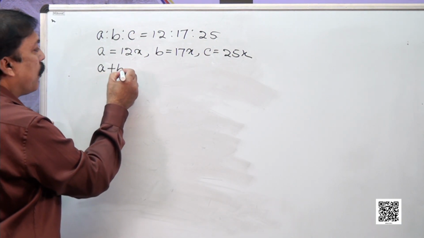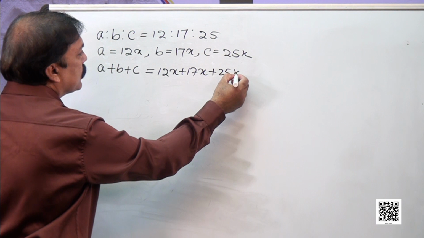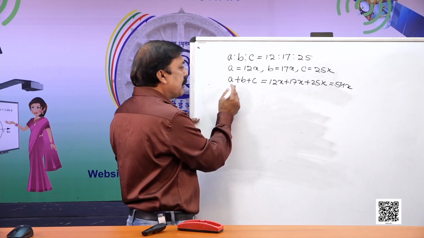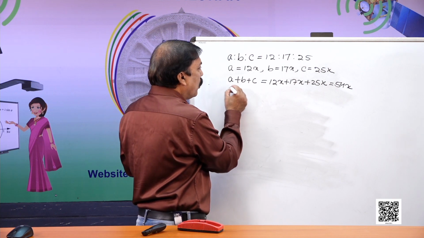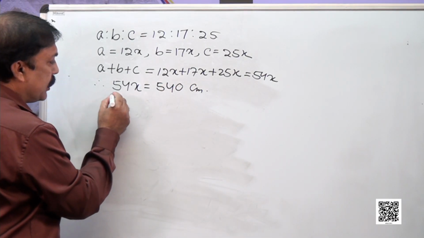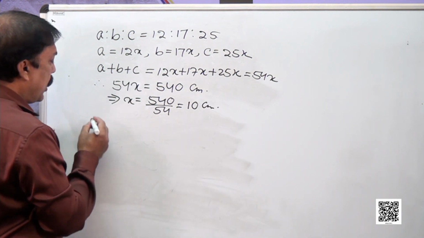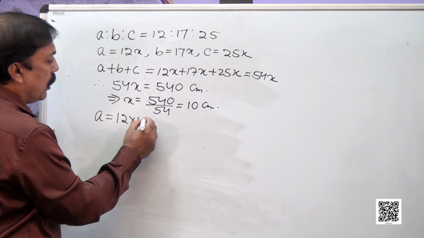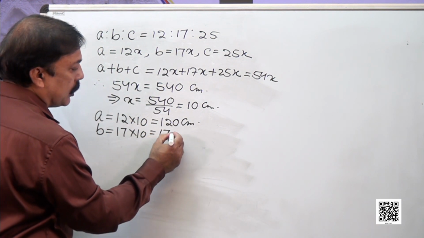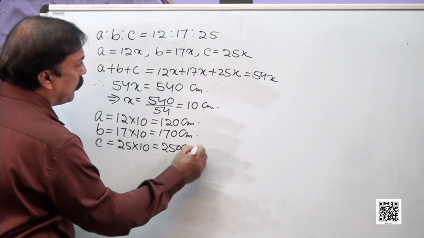Then what is perimeter a plus b plus c? This gives 12x plus 17x plus 25x, that is 54x. But given that the perimeter is 540 centimeter, so 54x equal to 540 centimeter. This gives x equal to 540 by 54, that is 10 centimeter. Hence, a is equal to 12 into 10, that is 120 centimeter. b is equal to 17 into 10, that is 170 centimeter. And c equal to 25 into 10, that is 250 centimeter.